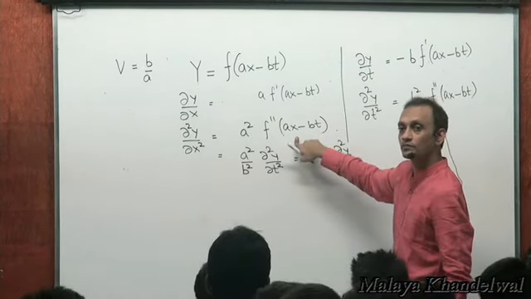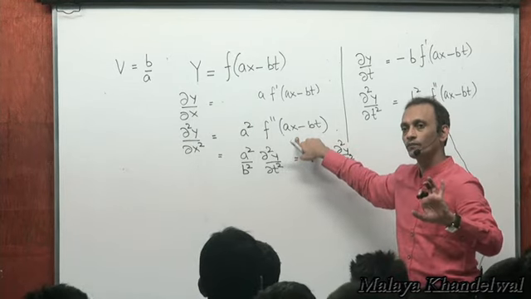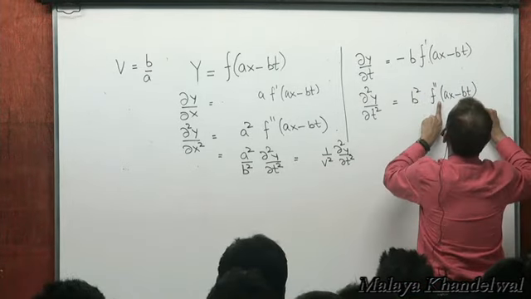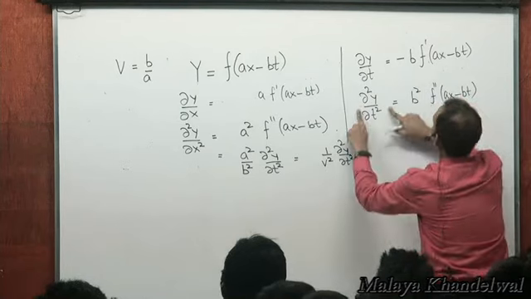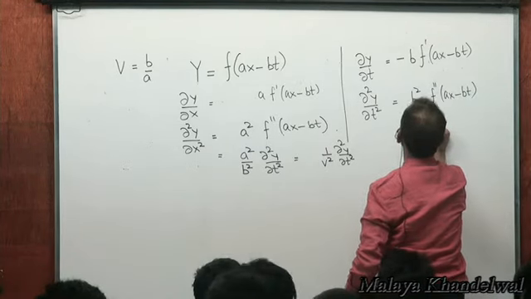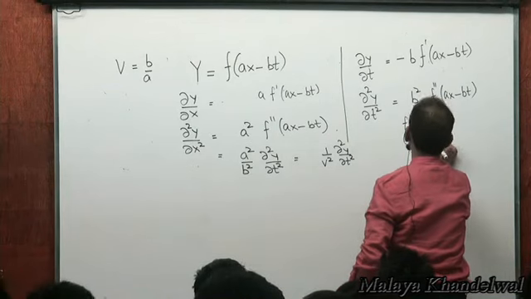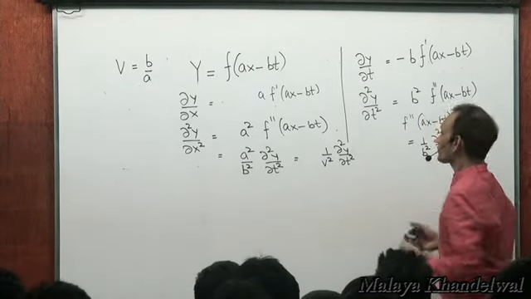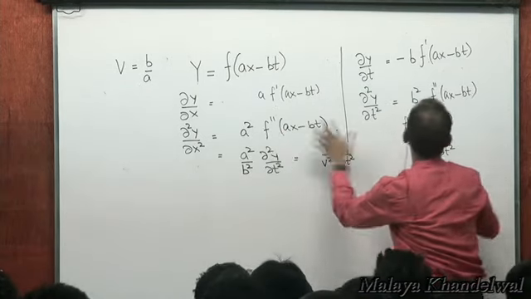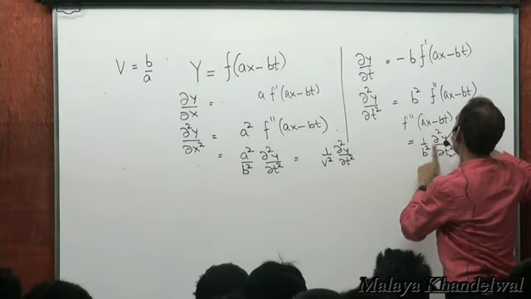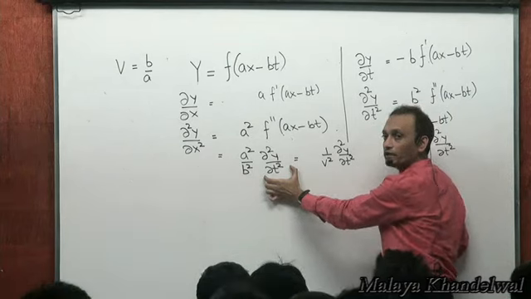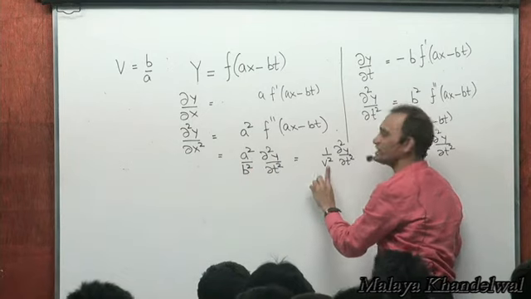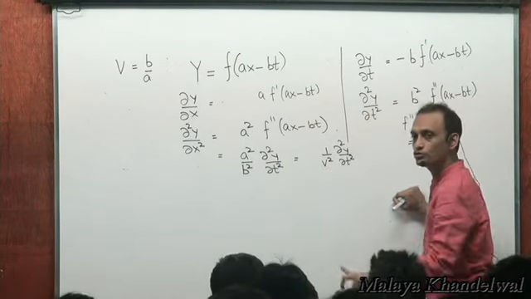You understood this? I can explain the whole thing again if you want. Then all that I did is, I took f double dashed (ax minus bt) from this, which is dou 2 y by dou t 2 divided by b squared. So this f double dashed (ax minus bt) I substituted here as 1 by b squared dou 2 y by dou t 2, and this is what I get. Where b by a is the wave velocity, so b squared by a squared is v squared, so v squared dou 2 y by dou t 2, right?